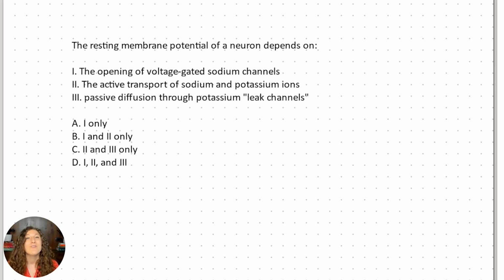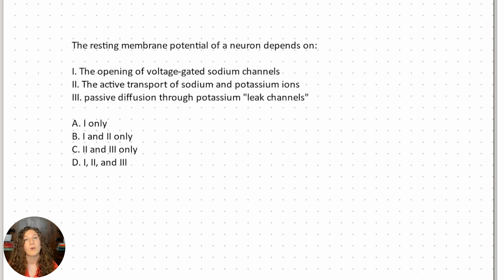The question reads, the resting membrane potential of a neuron depends on Roman numeral options. Roman numeral 1, the opening of voltage-gated sodium channels. Roman numeral 2, the active transport of sodium and potassium ions. And Roman numeral 3, the passive diffusion through potassium leak channels. We can see here that we have several options.